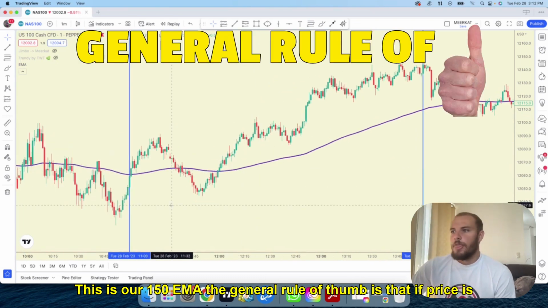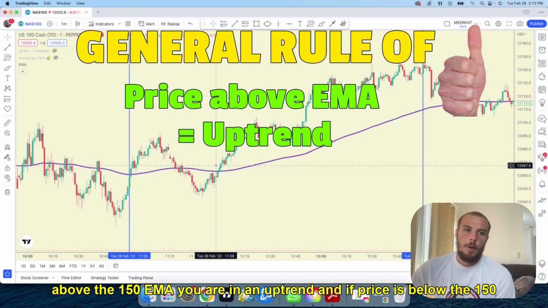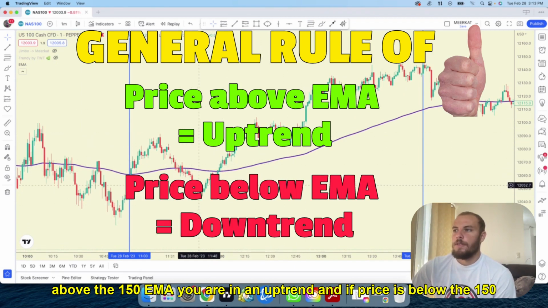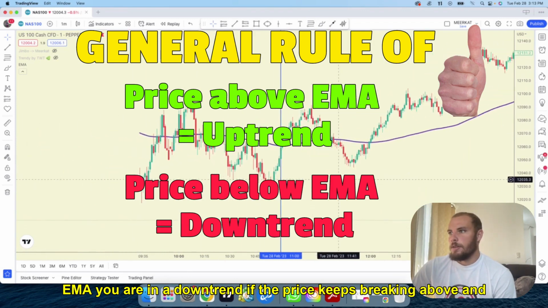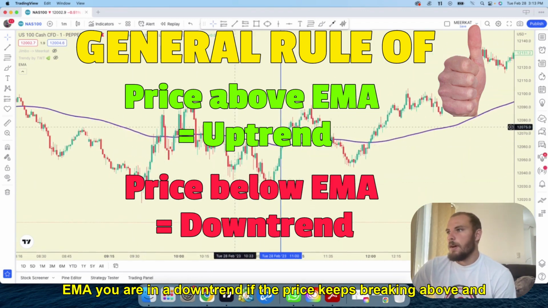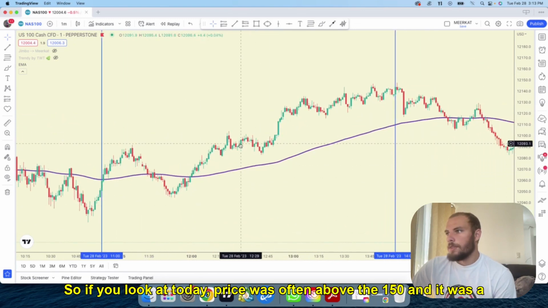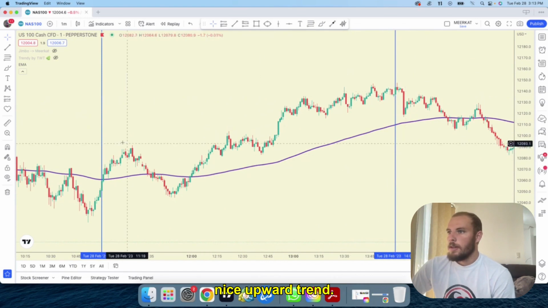The general rule of thumb is that if price is above the 150 EMA, you are in an uptrend, and if price is below the 150 EMA, you are in a downtrend. If the price keeps breaking above and below, you're in a consolidating market. So if you look at today, price was often above the 150, and it was a nice upward trend.